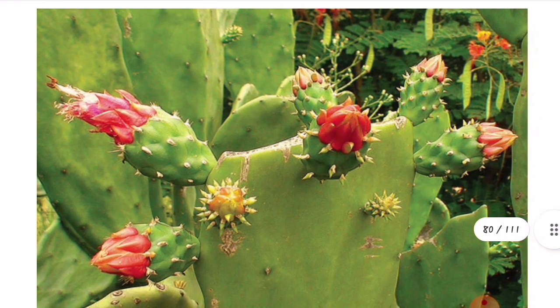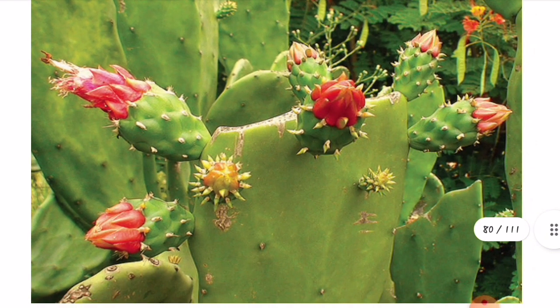See the beautiful diagram. So this is Opuntia. Here the leaves are reduced to spines and the stem is modified into a green succulent part to perform photosynthesis. This is the best example of spine. The example is Opuntia.